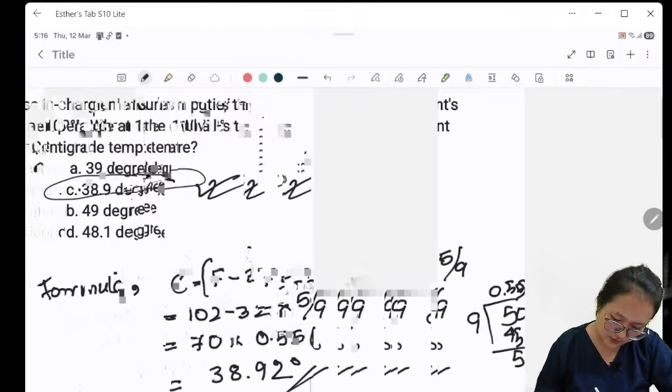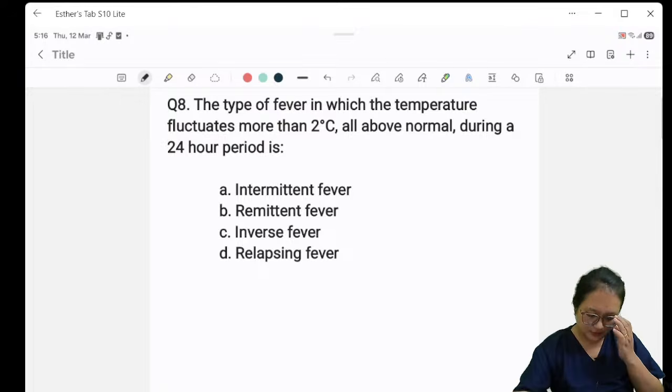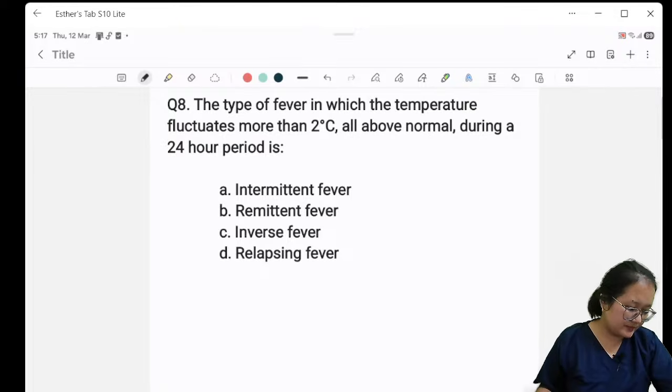Okay, next question we have, the type of fever in which the temperature fluctuates more than 2 degrees Celsius, all above normal during a 24 hour period is, we have A, intermittent fever, B, remittent fever, C, inverse fever, and D, relapsing fever. So which one is the correct answer?